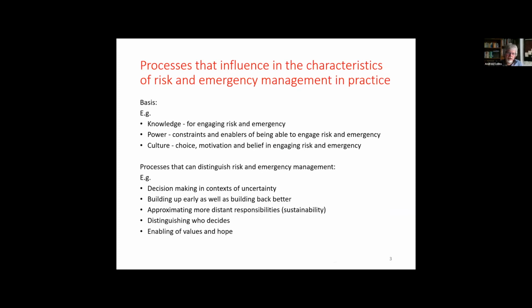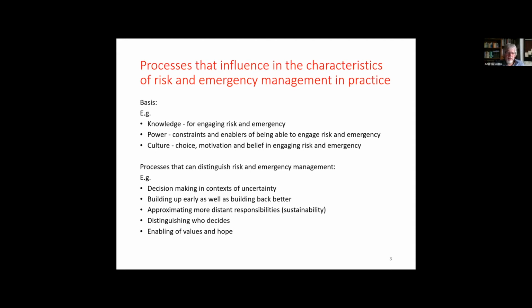Now, on the processes that influence the characteristics of risk and emergency management in practice, if we say the basis is going to be quite inclusive, an integrated, comprehensive type of approach, then we can recognize knowledge, power, and culture as being fundamental. Now, there's also environment as well. I've not put that in today because there's such a lot on hazards and the environmental uncertainties as well. And that's all relevant too.